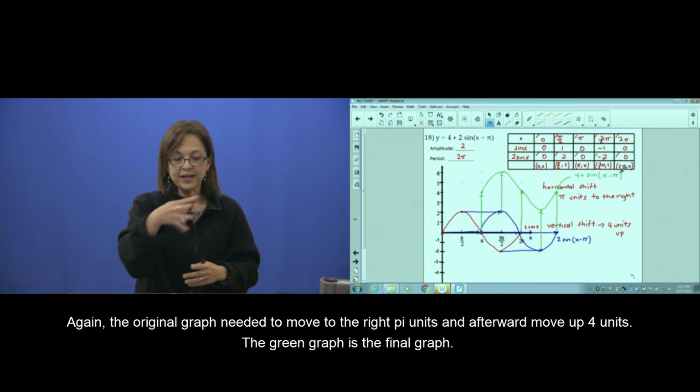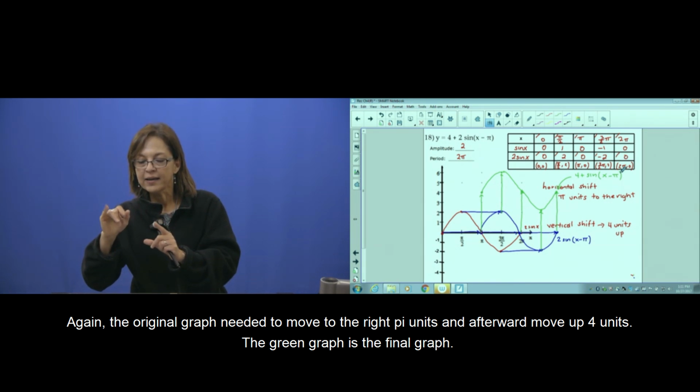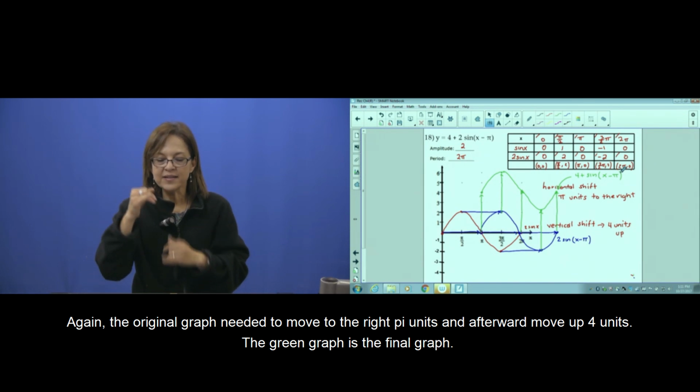Again, the original graph had to move to the right pi units and after move up 4 units. The green graph is the final graph.